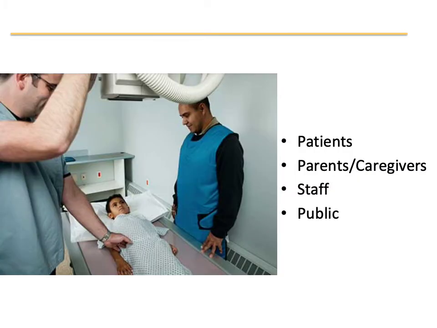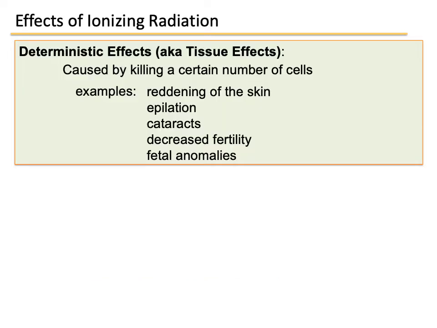So, where does radiation safety apply in medical imaging? It applies to patients, parents, caregivers, staff, and the public. In the previous talk about radiation biology, I discussed what happens when radiation interacts with cells, and I touched on some effects radiation can have on tissues and organs. I'll expand on that here. Radiation tissue effects are also called deterministic effects. They're caused by killing a certain number of cells. Examples of tissue effects include reddening of the skin, epilation, cataract development, decreased fertility, and fetal abnormalities such as microcephaly and organ malformations.